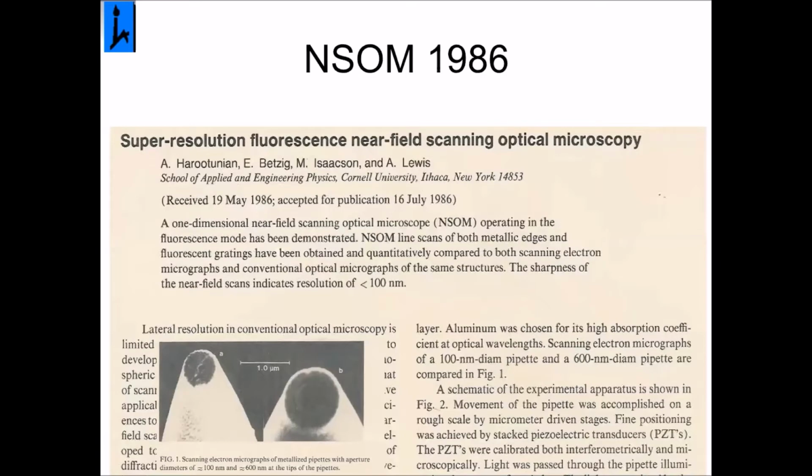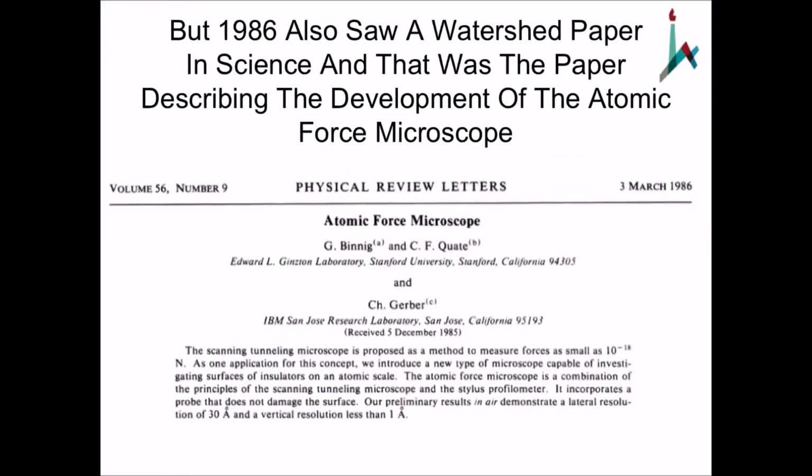And so in 1986, we published a method where you put an aperture at a tip, and that tip could, in fact, track a surface. And this idea actually came together with one of my first students in the field, Alec Haratunian, together with Eric Bethe, who was a second student in the field, and Michael Isaacson, who was the electron microscope person.